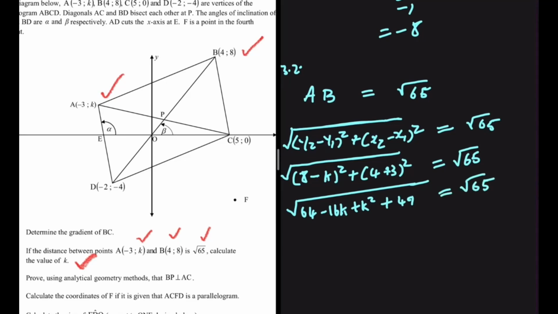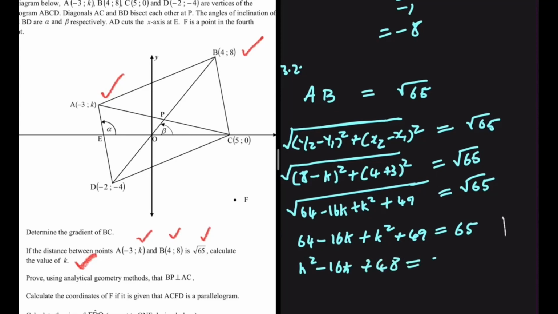So what can we do here? We can take square roots of both sides. If we square both sides, we're gonna have 64 minus 16k plus k squared plus 49 being equals to 65. If we take 64 to the right hand side, we're gonna have 1, and then if we take that 1 back, then we're gonna have 49 minus 1, which is 48. So we have k squared minus 16k plus 48 being equals to 0.